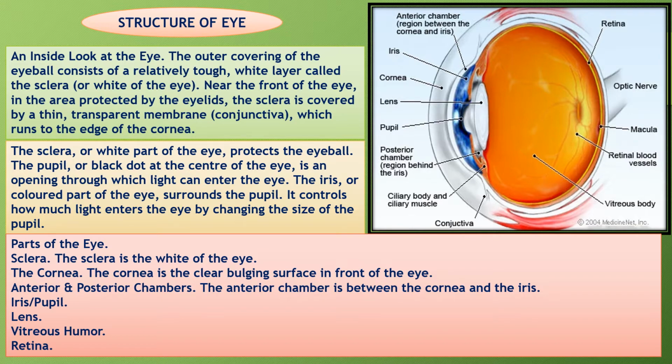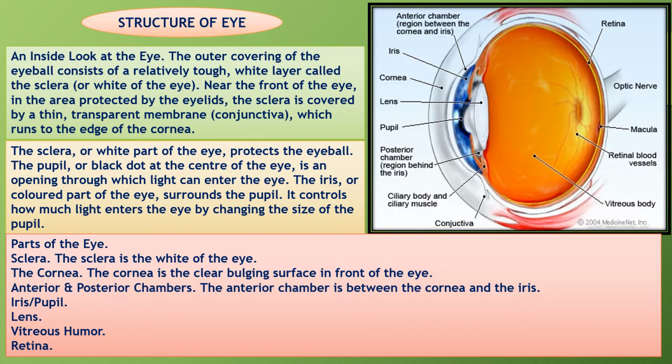Sclera, the sclera is the white of the eye. The cornea is the clear bulging surface in front of the eye. Anterior and posterior chambers: the anterior chamber is between the cornea and the iris. Iris or pupil is another part of the eye. Apart from this, lens, vitreous humor and retina are the other parts of the eye. You can see the structure.